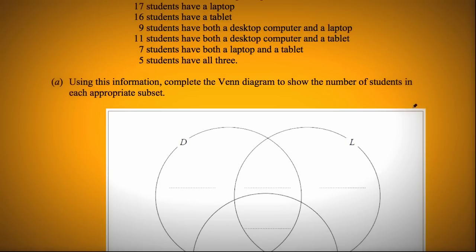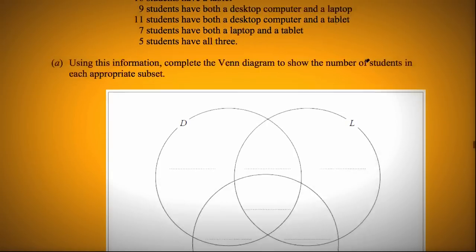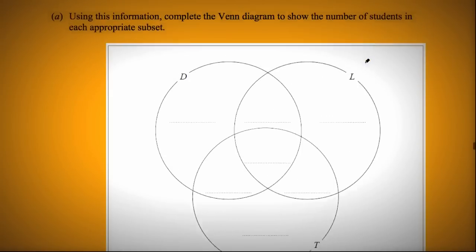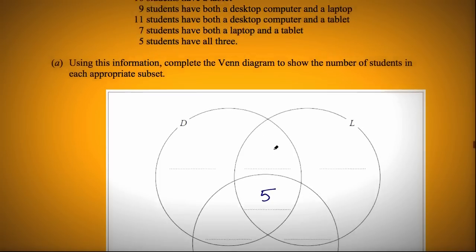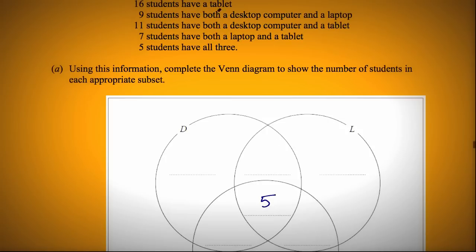As always with a question like this, the first thing you need to fill in is the central overlap section, where L intersects D intersects T. And that is 5 that have all three, so I put the 5 in there. In this section is people who have laptops and desktops. So laptops and desktops is 9. So if there are 5 of those 9 in there, 4 of them remaining in here.